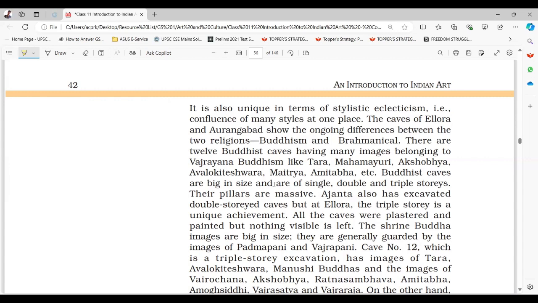Buddhist caves are big in size and are of single, double, and triple stories. Their pillars are massive. Ajanta also has excavated double-storied caves, but at Ellora, the triple story is a unique achievement.